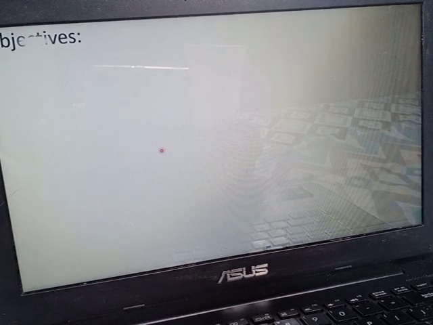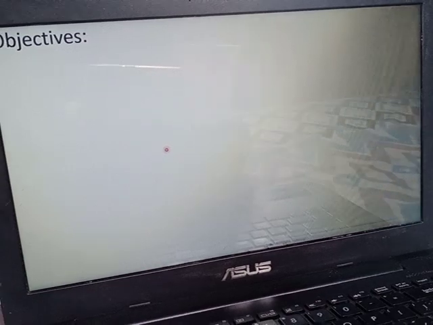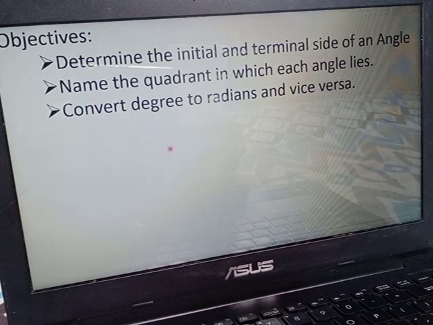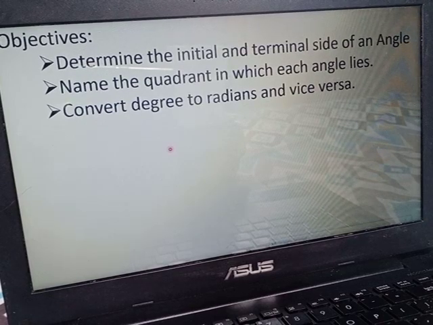So let's have first our objectives. First, we have to determine the initial and the terminal side of an angle. Next, we name the quadrant in which each angle lies. And then we have to convert degrees to radians and vice versa.